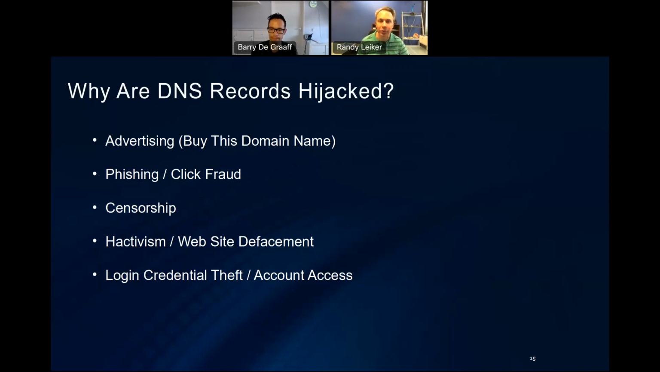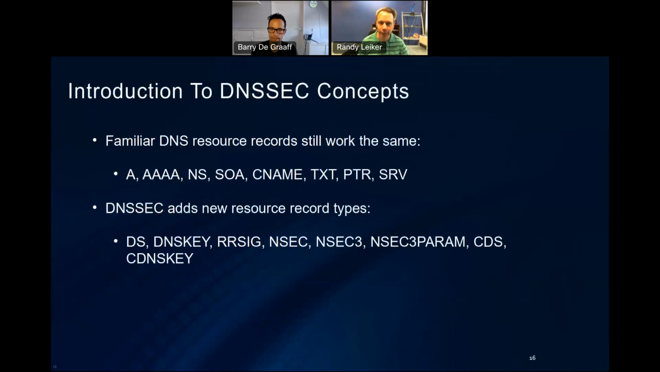Zimbra server from abuse. So with DNSSEC, the familiar DNS resource records you've worked with many times in the past, like A, Quad A, NS, SOA, CNAME, text, pointer, and SRV records, all work the same, just like they do on a server that is not configured for DNSSEC. So nothing changes there. However, what DNSSEC does add is several new types of resource records.